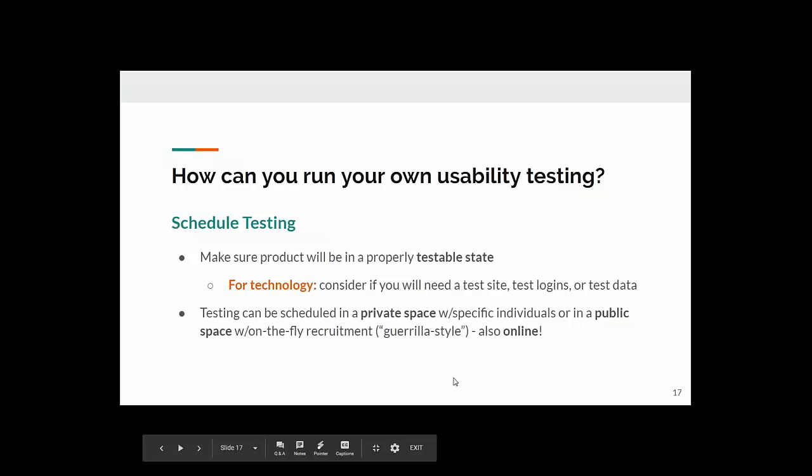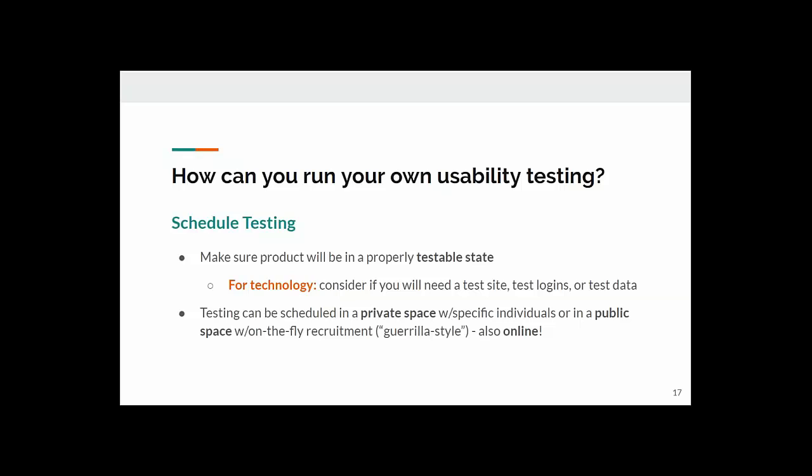So in scheduling testing, there are a number of considerations. As I was mentioning, think about your test data. Do you have a test site? Do you have a test login? This is all for technology things. You don't have to have your product fully done. You don't even have to have it developed. You can do usability testing with paper prototypes. You can do them with mock-ups. It's just a matter of developing your test plan around what it is that you want to be testing.